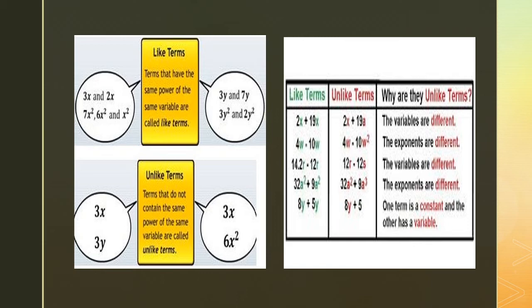So like terms. Whereas terms that do not contain the same power of the same variable are called unlike terms. Here variables are different, x and y. So 3x and 3y are unlike terms. And here variables are the same but the powers are different. So 3x and 6x square are unlike terms. Here are some more examples of like terms and unlike terms.